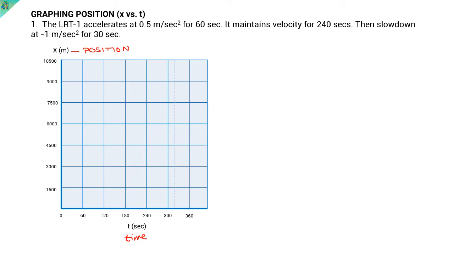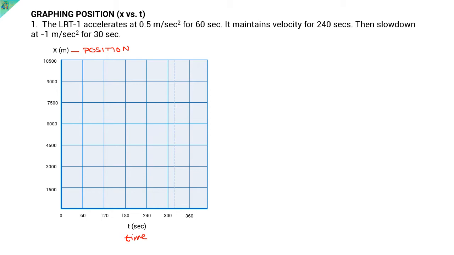We're given here an example where the LRT-1 accelerates at 0.5 meters per second squared for 60 seconds, and it maintains velocity for 240 seconds. Then it slows down at -1 meters per second squared for 30 seconds. So how do we attack problems like this? First, kindly read the sentence very carefully. And if you observe, you actually have 3 situations here.